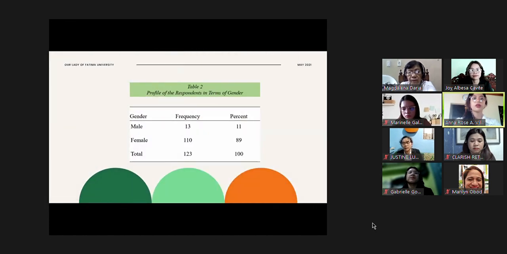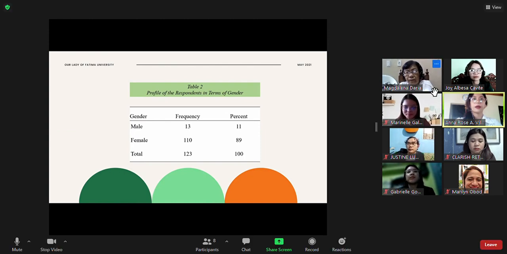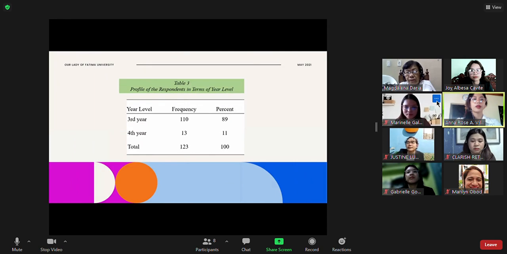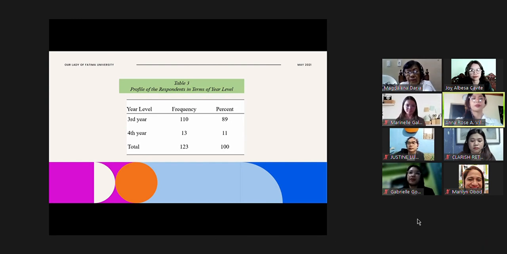For table 2, we have the profile of the respondents in terms of gender. The majority of the respondents are female at 89 percent, and the males take only 11 percent. In table 3, the profile of the respondents in terms of year level shows that 89% of the respondents are third year students, and the remaining 11% are fourth year students.